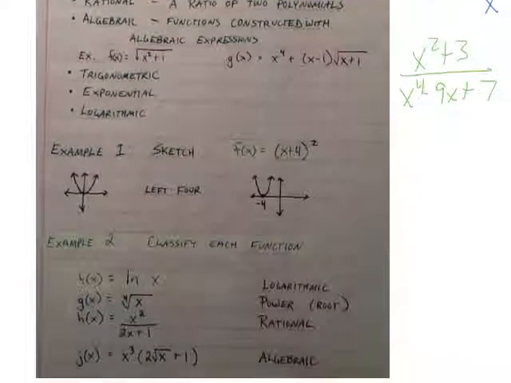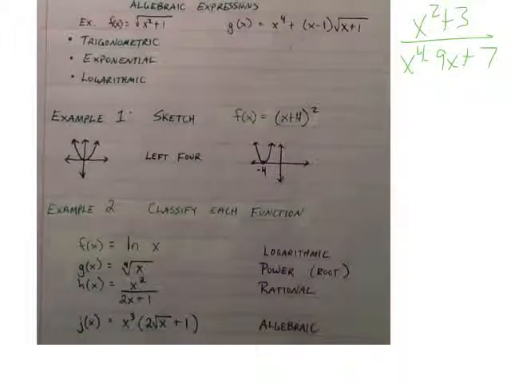Another way this can show up on the skill test is by classifying functions. So what I will do is I will show you a function and you'll say, hey, that's a logarithmic function, or a natural log function, which is a type of logarithmic. This is a root function. This is the 4th root, and then we have a rational and an algebraic.